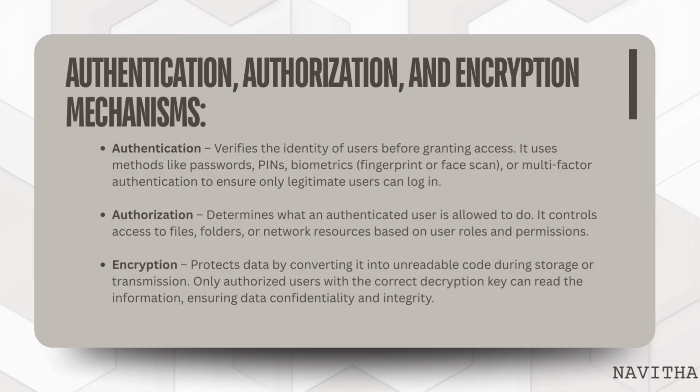Next, authorization decides what an authenticated user is allowed to do. For example, once you log in, authorization determines which files, folders, or network resources you can access based on the role and permissions. Finally, encryption protects data by turning it into unreadable code while it's stored.